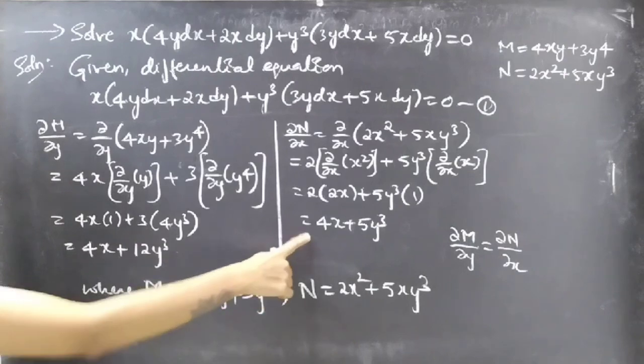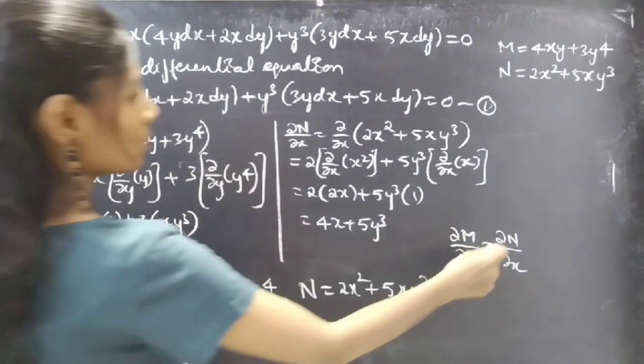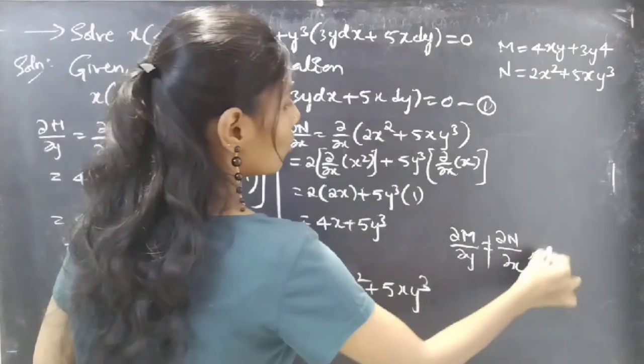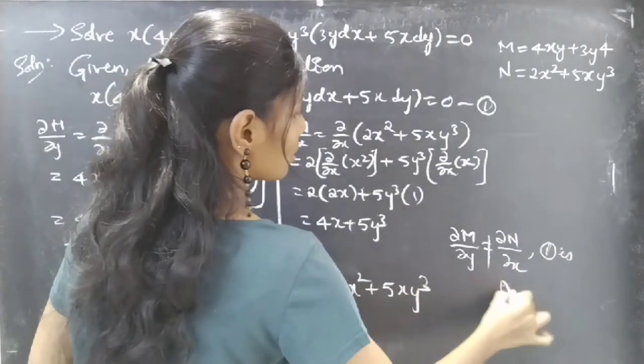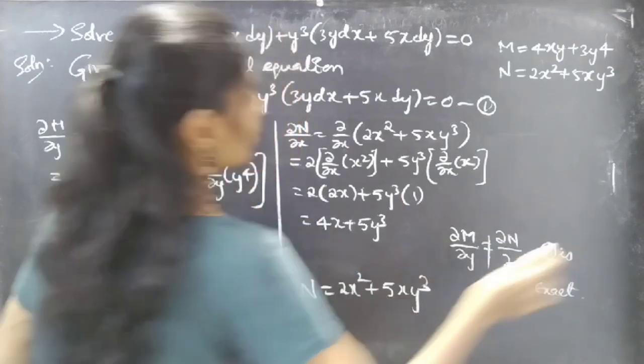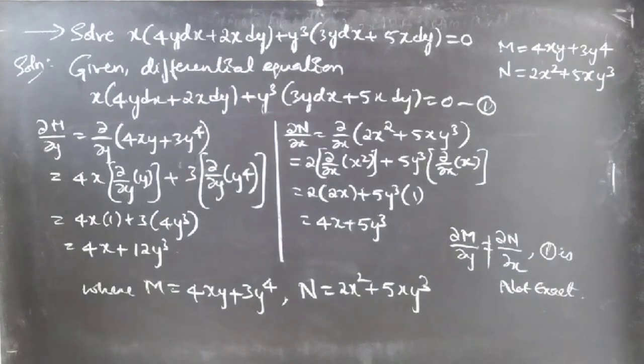By observing these two, we can say that partial derivative of M with respect to y is not equal to partial derivative of N with respect to x. So this shows that equation 1 is not exact, right? The given differential equation is not exact.